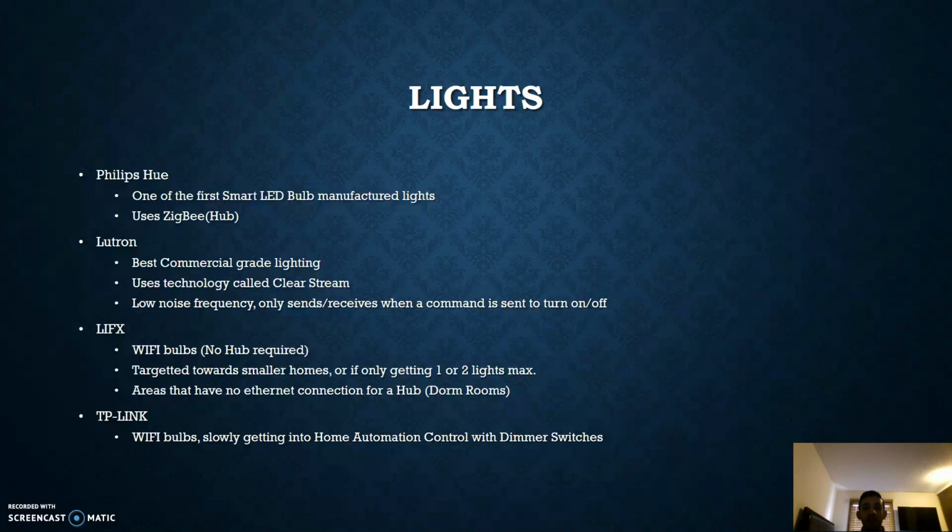A lot of big buildings that are 15 stories or more use Lutron because it uses a very low noise frequency signal, and it only transmits when it needs to. It doesn't always transmit. So if you have 5 people turning lights on or off at the same time, it's not going to interfere because it only sends a pulse signal when the button is pressed. LifeX is Wi-Fi only, doesn't need any hub. That's more for like dorm rooms or somebody that doesn't have Ethernet access. And TP-Link is just getting into the smart bulb business, but they're also Wi-Fi bulbs.